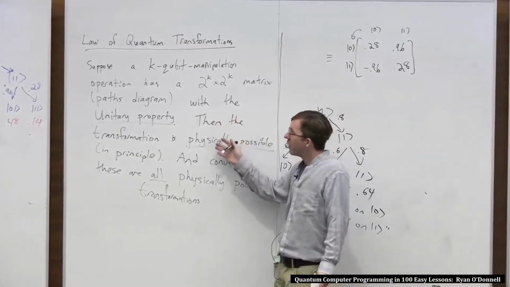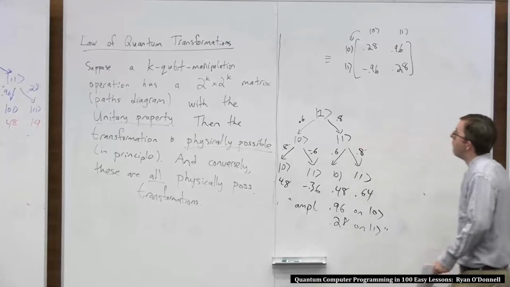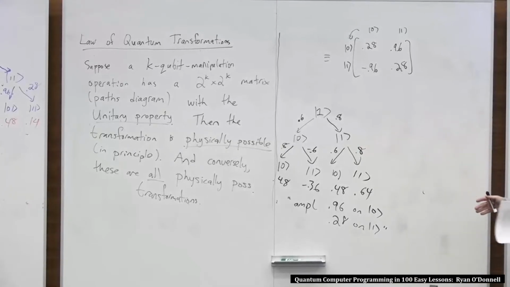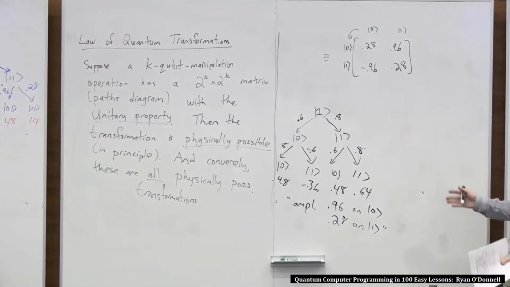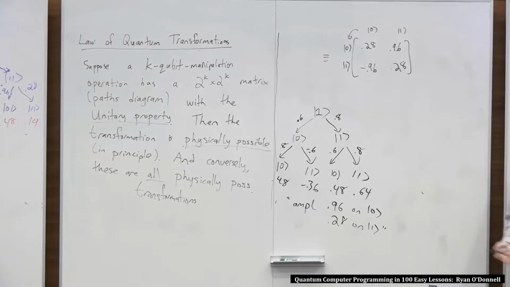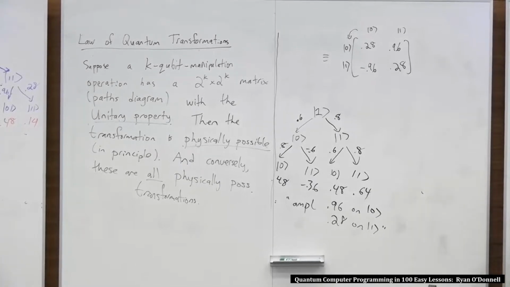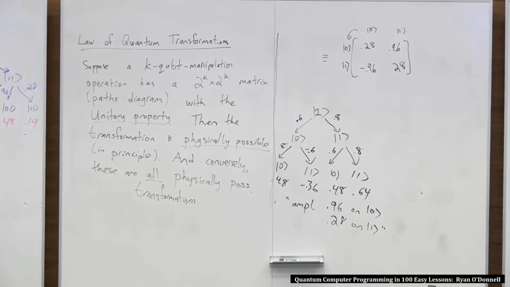And similarly, for some 1,000 qubit manipulation instruction defined by a 2 to the 1,000 by 2 to the 1,000 matrix that has the unitary property, it could be very difficult to cause this transformation to occur in nature, but in theory, it's possible.